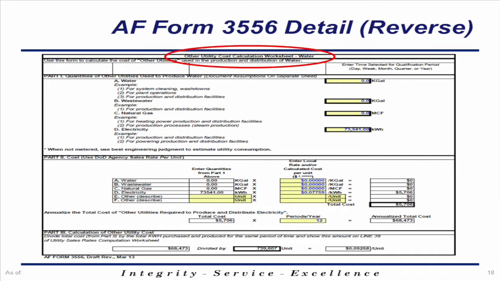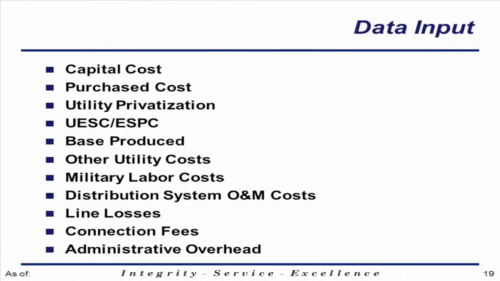This is the reverse side of the Air Force Form 3556. This is a worksheet for calculating the charges for utility service if it is used in the on-base production of a utility commodity. And we'll give some examples of that and show an exact example for you to understand that.